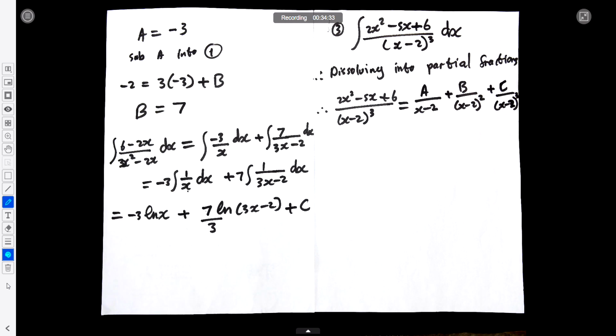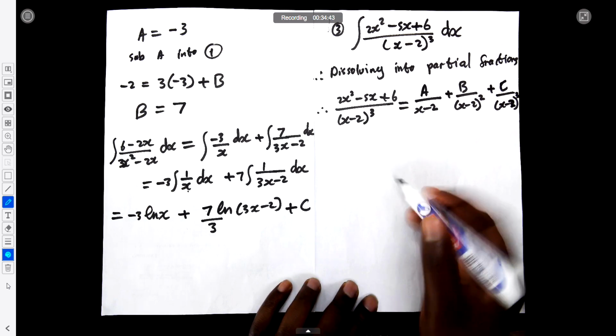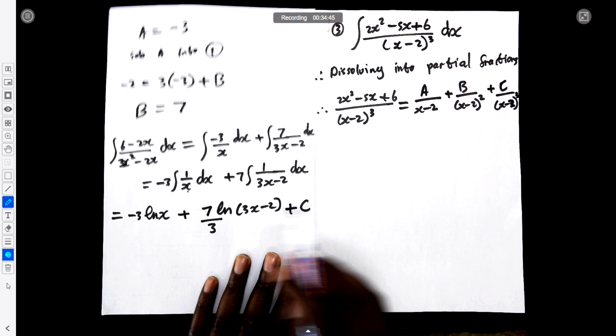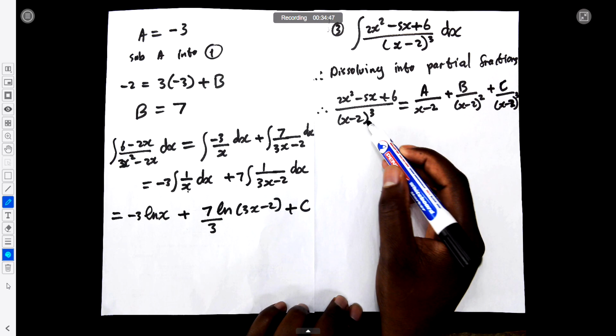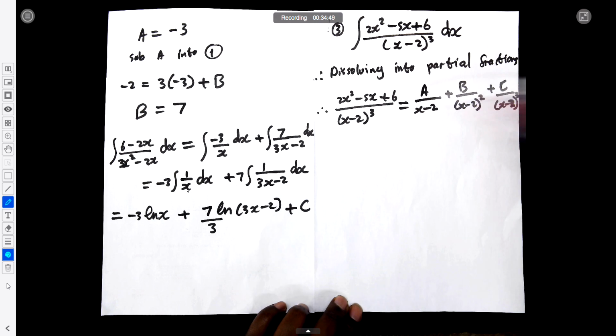So that's how we'll be dissolving into partial fractions if the bracket is to the third power. Now we're going to do the same thing. We multiply out by this denominator here throughout the equation.